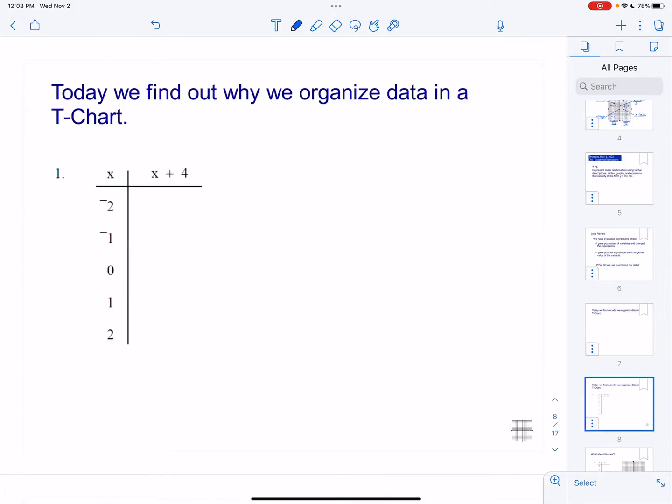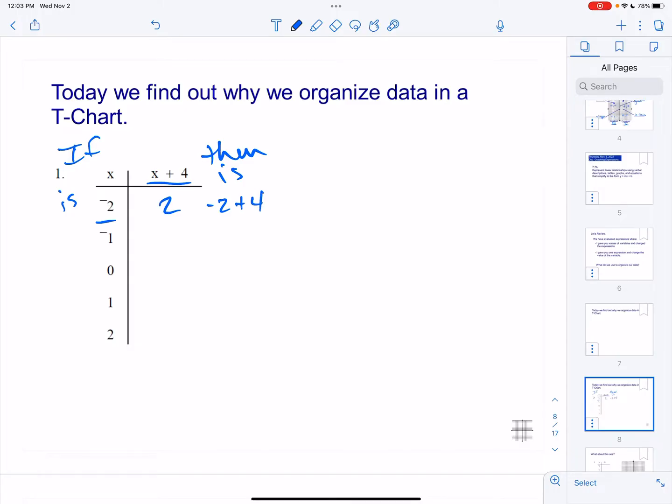So let's take a look at that first question that you did on your homework. This was our expression, and this was our t-chart. I have you show me the work for the first 3 x values. This one says, if x is negative 2, then x plus 4 is what? We take that negative 2 and plug it into our x plus 4, because that means I take whatever x is and add 4 to it. So negative 2 plus 4 gives me 2.